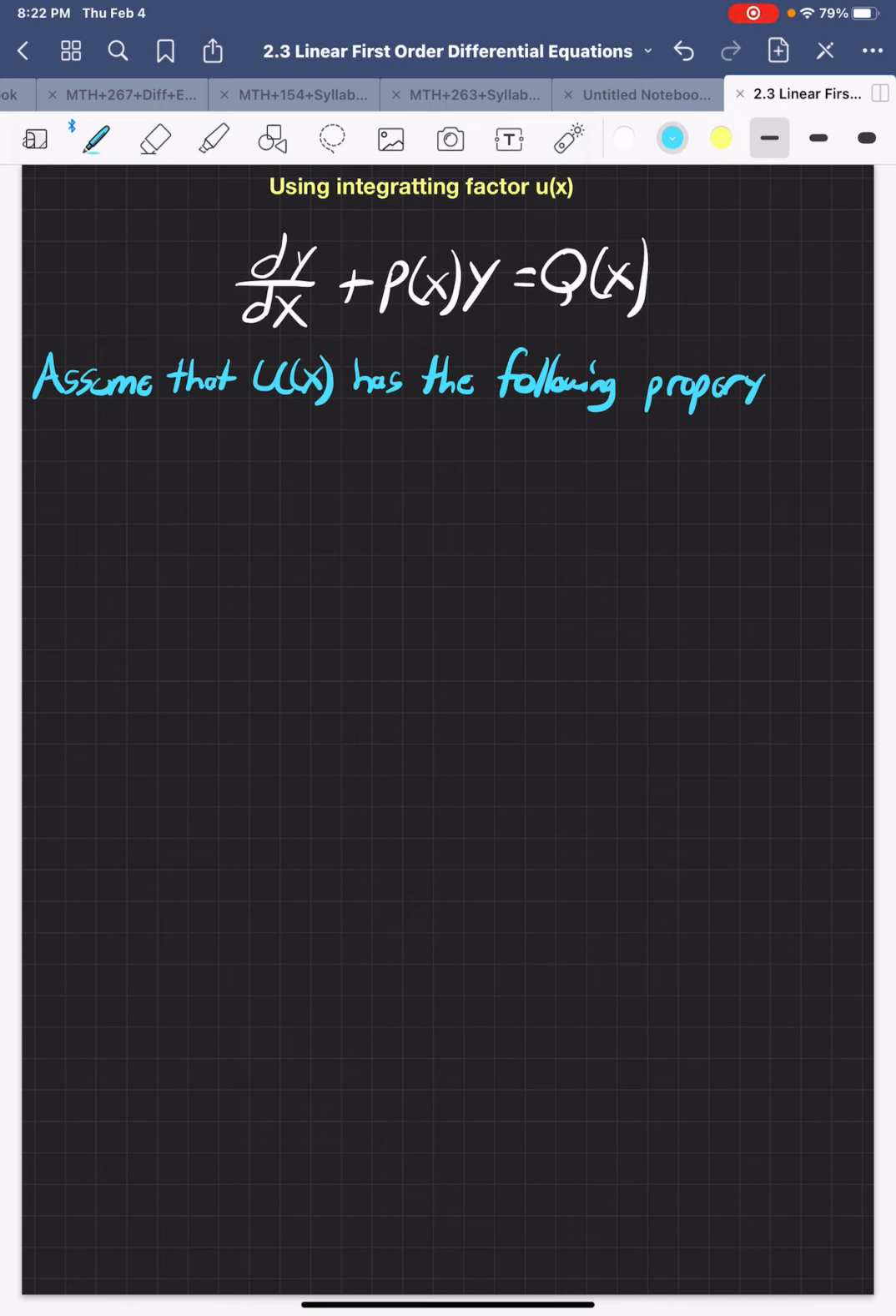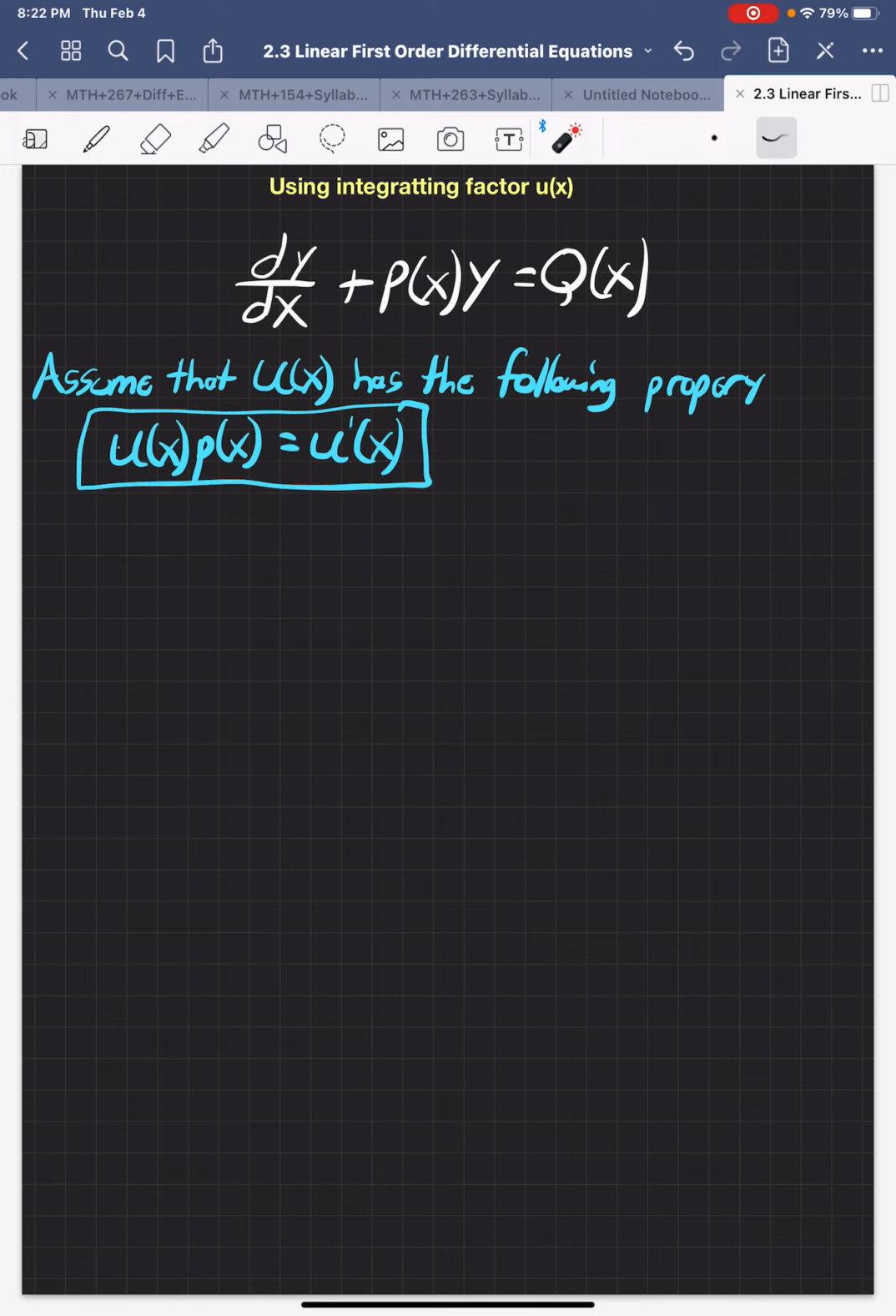Ready? Here's the assumption: that u of x multiplied by p of x is equal to u prime of x. Okay, so here's the assumption that we make right now. And I will demonstrate why this assumption is needed, and it is not a stretch to assume. So let's go ahead and make sure we understand that.